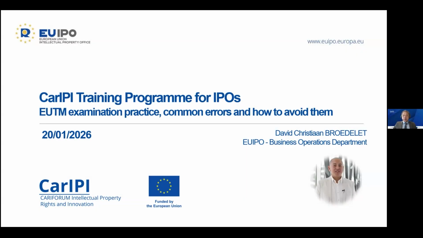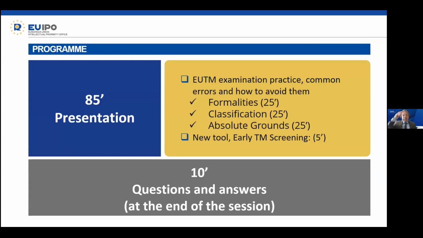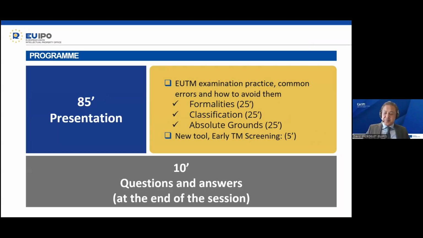So I'm here to take you through the workflow of how in the EUIPO we examine trademarks and what the common errors are and how to avoid them. My colleague of last webinar took you through quite a detailed presentation about how we do it, about distinctiveness and all that. This presentation will focus more on the workflows and on the different steps that we take. And at the end of this presentation, I will show you a new online tool that we have at the EUIPO.